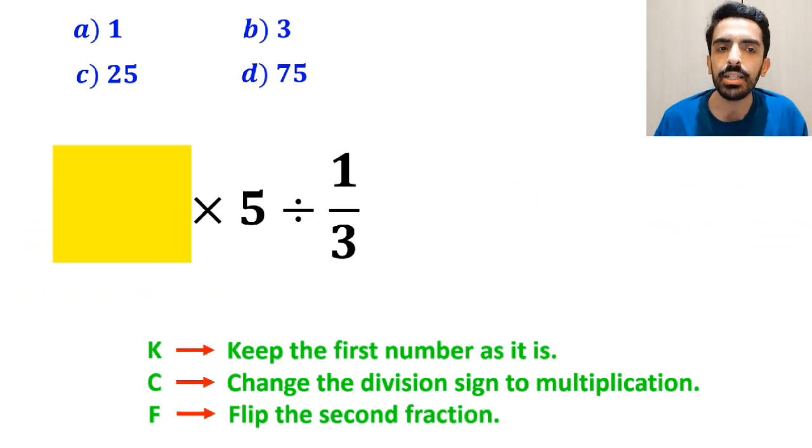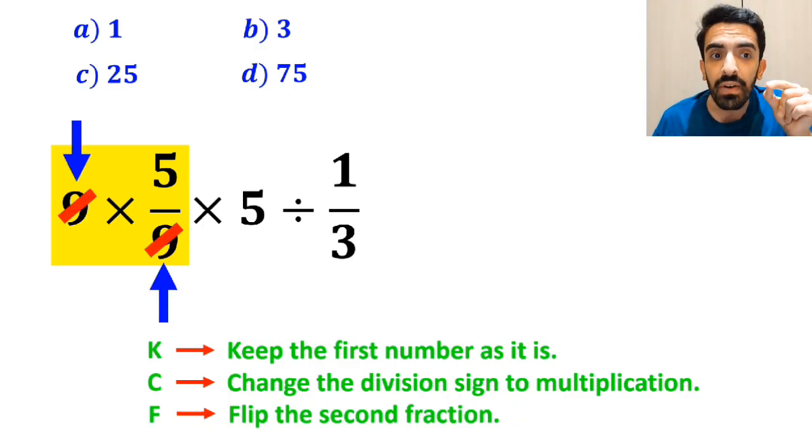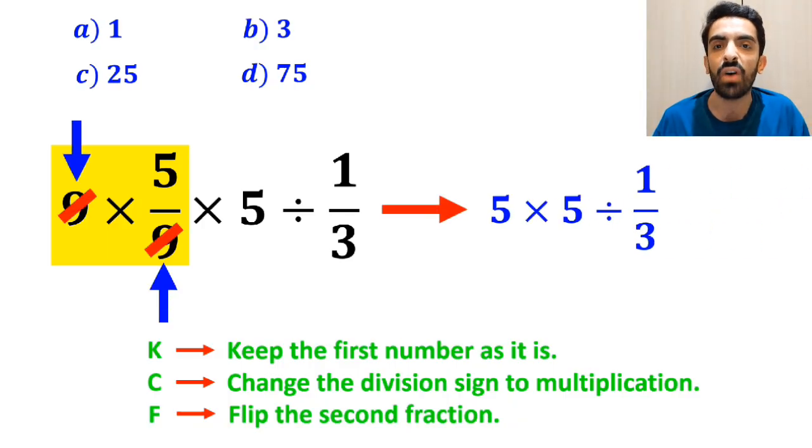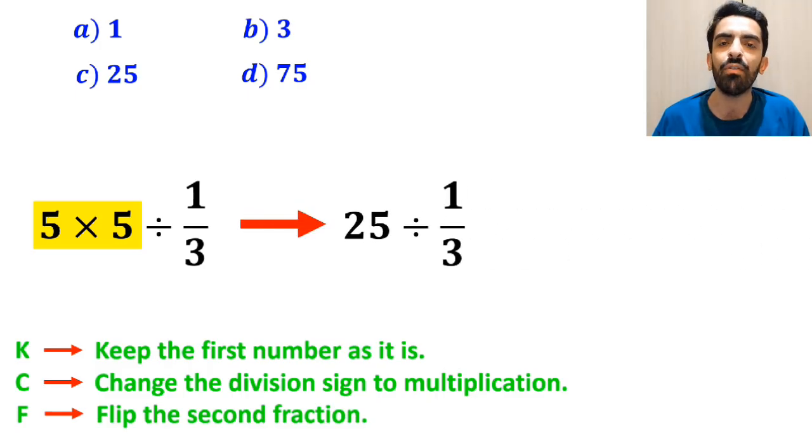So, we remove the highlighted part and replace it with 9 multiplied by 5 over 9. Now, the two 9s can be simplified and we can write this expression as 5 times 5 divided by 1 over 3. In the next step, we do the multiplication between the 5s, which simplifies it to 25 divided by 1 over 3.